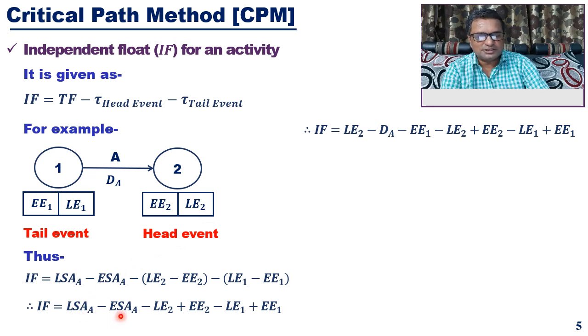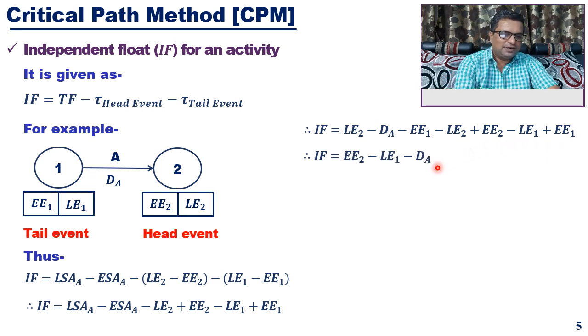Similarly, earliest start time for activity A is nothing but earliest event time for the tail event. So here the tail event is 1, so accordingly you have EE1. The rest of the terms are kept as they are, minus LE2 plus EE2 minus LE1 plus EE1. And finally, we are going to simplify it further. So what will happen in the simplification?